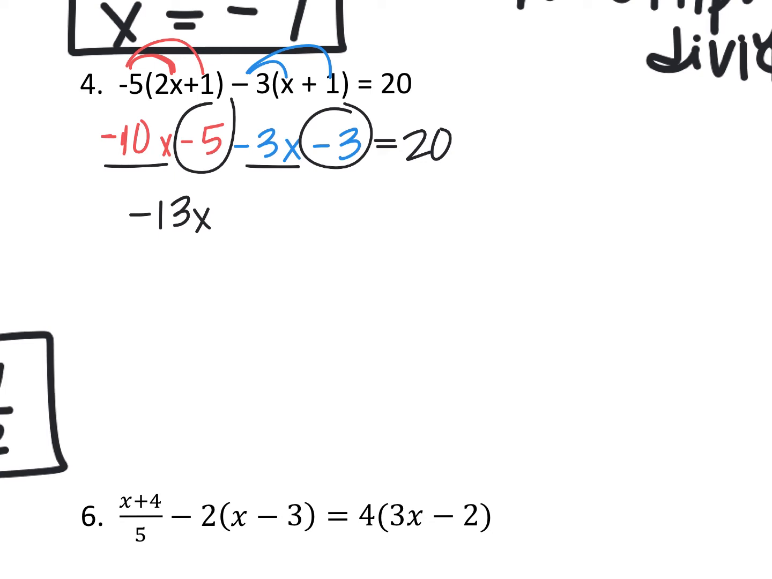Because you're combining those two things, negative 10 plus negative 3. And then negative 5 minus 3, what is that? Negative 8, yeah, that's it. This one is not going to end up very pretty, I think, just a warning.